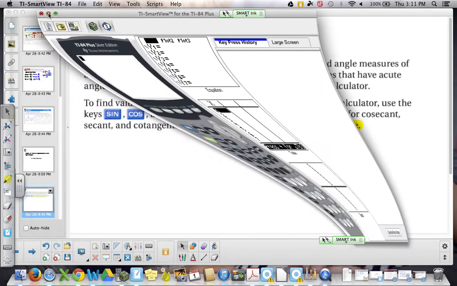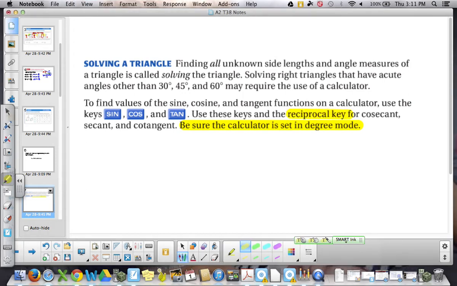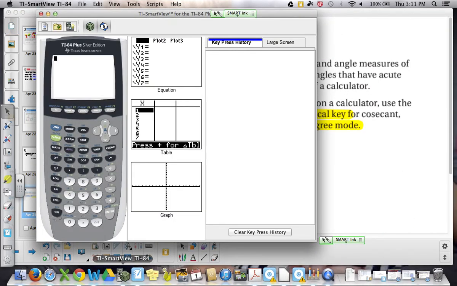All right. So, one thing we do want to make sure of is when we use the sine, cosine, and tangent keys, as well as the reciprocal key for secant, cosecant, and cotangent. What they mean by the reciprocal key is, if we look at the calculator, there is a button right next to sine, cosine, and tangent that says x to the negative 1. That is what we call the reciprocal key. So if you do sine of 30 degrees and then press x to the negative 1, that will give you the cosecant of 30 degrees.